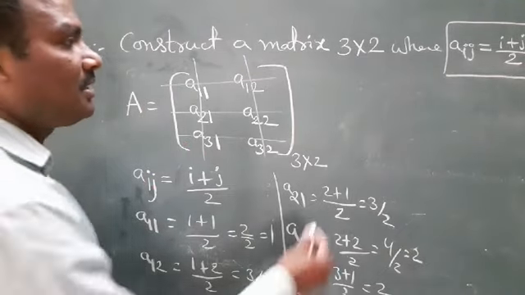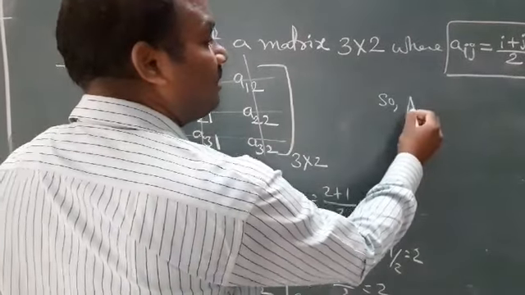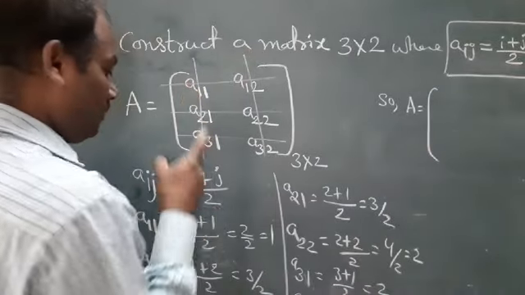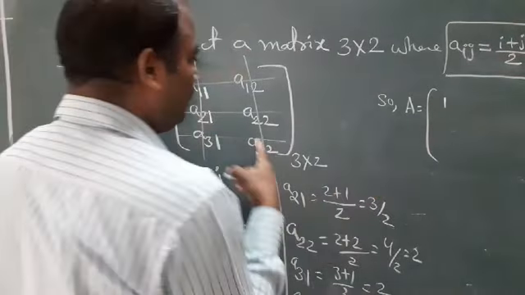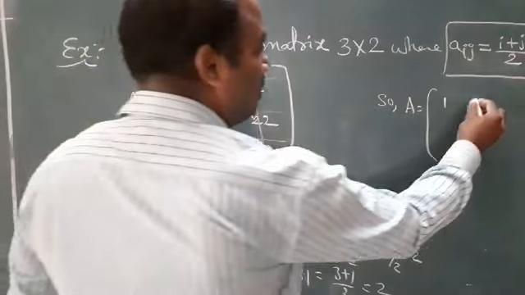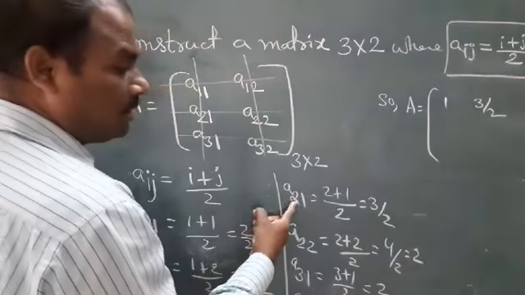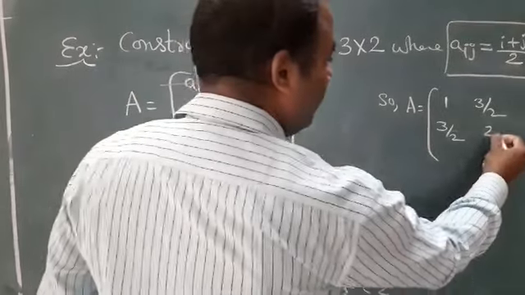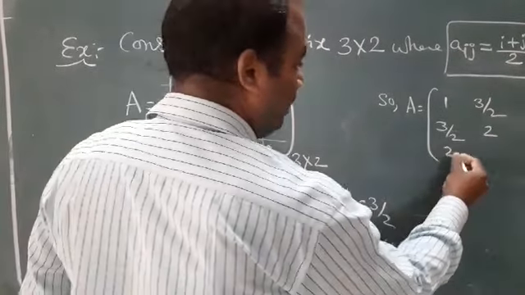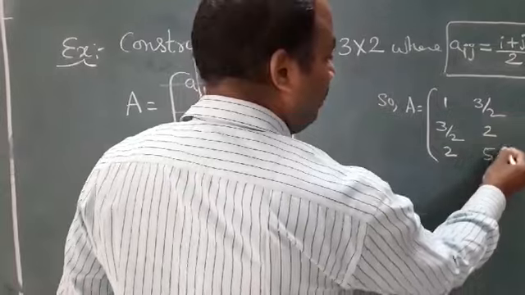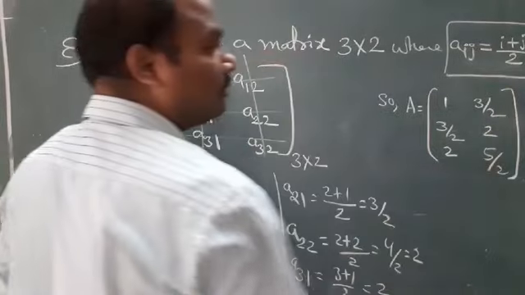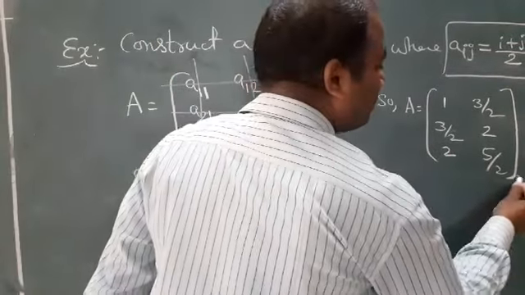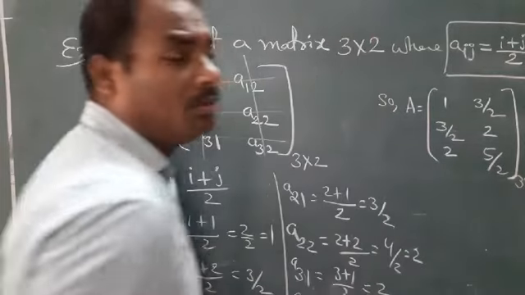So answer: A is equal to A11 value? 1. A12 value? 3 by 2. Next one A21 value? 3 by 2. A22 value? 2. A31 value? 2. A32 value? 5 by 2. Okay, we have also constructed a 3 by 2 matrix.